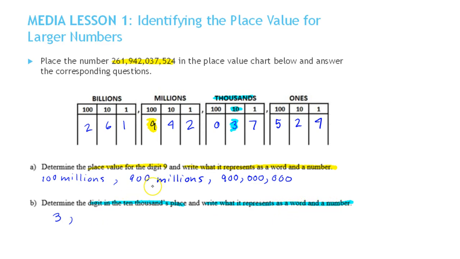Now write what it represents as a word and a number. So as a word, just like we did here, it's 3 tens, and we have a special name for 3 tens, 30. It's 30 thousands. And as a number, we would write this similarly to how we wrote 900 million. This one digit in this place represents 3, followed by 1, 2, 3, 4 zeros. So 4 zeros. So 30,000. So that's what this digit represents in this place value.